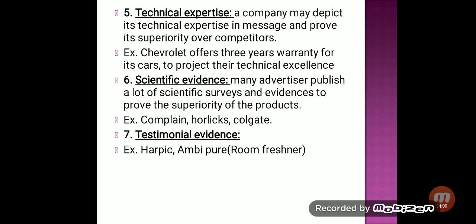Next one, testimonial evidence like Harpic, Ambi. If you have seen the advertisement of Harpic, an actor is going to the house of customers and giving a demonstration about the product. Ambi also gives a demonstration to the customer that if you use Ambi in your house, whatever smells are there in your house will not be there. So these two companies are giving a practical demonstration about their product to the customers.